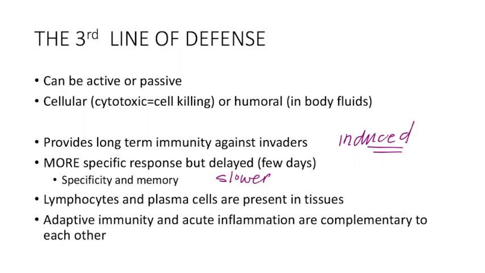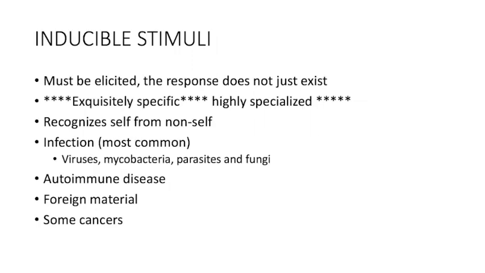Another thing is the inflammatory response is similar for whatever insult, regardless of the cause of tissue damage, or whether it's sterile or contaminated. The same happens with the inflammatory response. The adaptive immune response is exquisitely specific. The lymphocytes and antibodies induce a response to a particular infectious agent and are extremely specific to that agent. And that's how we get memory. So when we talk about inducible stimuli, they must be elicited; the response just does not exist. Again, exquisitely specific and highly specialized. We are also able to recognize self from non-self, and we're going to talk about autoimmunity later.